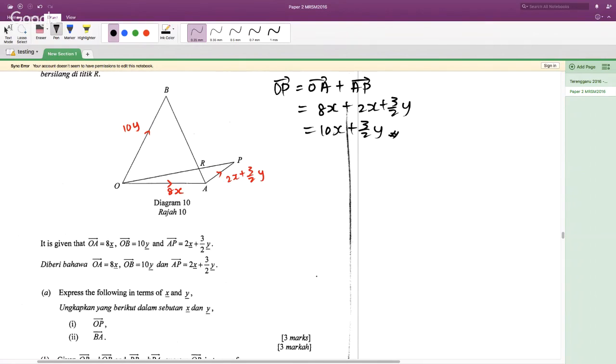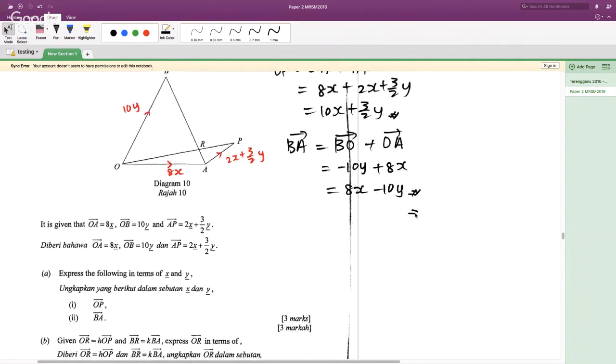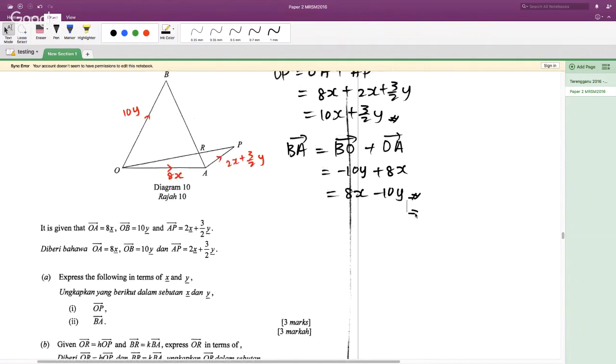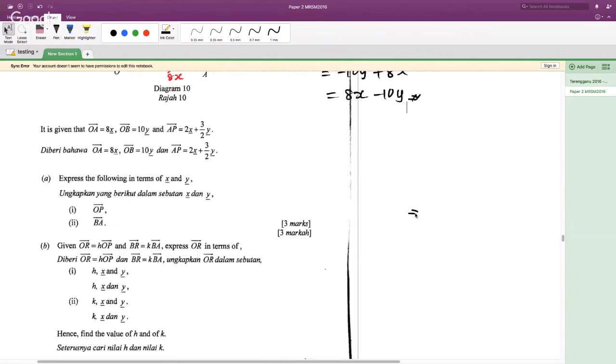Done. Then we find BA. BA is just equals to BO plus OA. So BO is negative 10y, OA is 8x, so I just rewrite it as 8x minus 10y. It's a bonus mark, 3 marks. Given OR equals to h OP and BR equals to k BA, find the values of h and k.